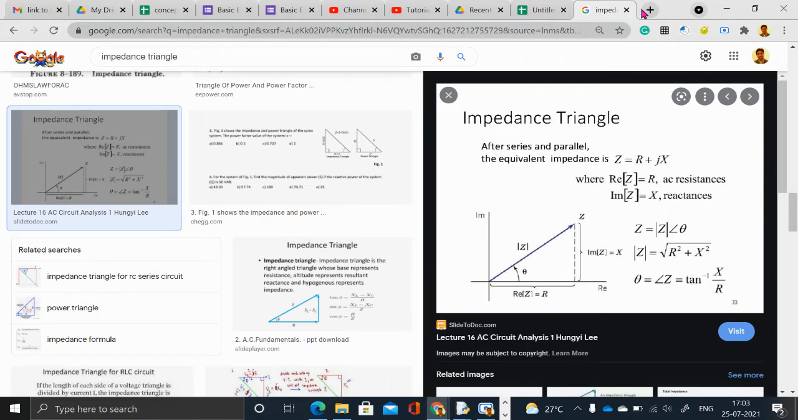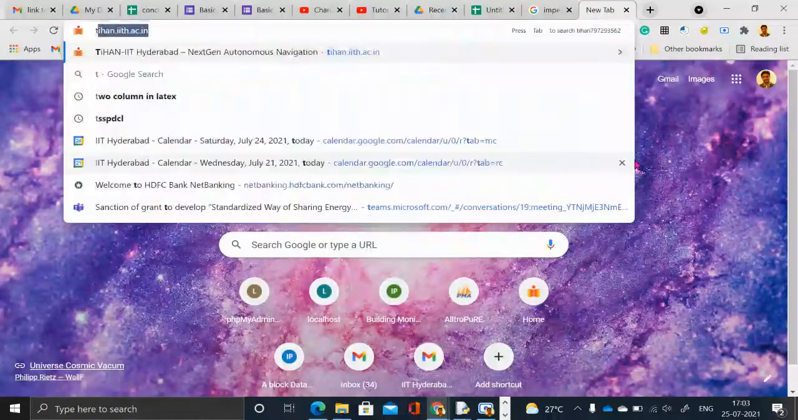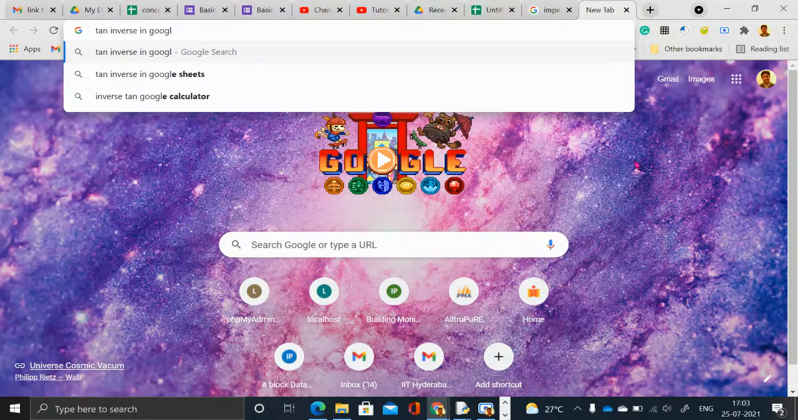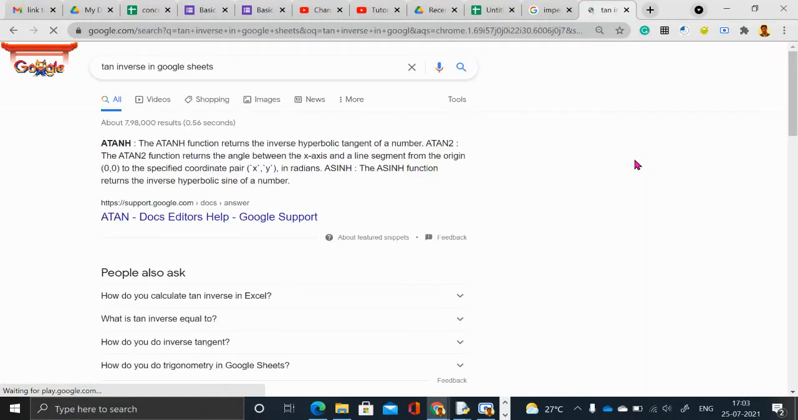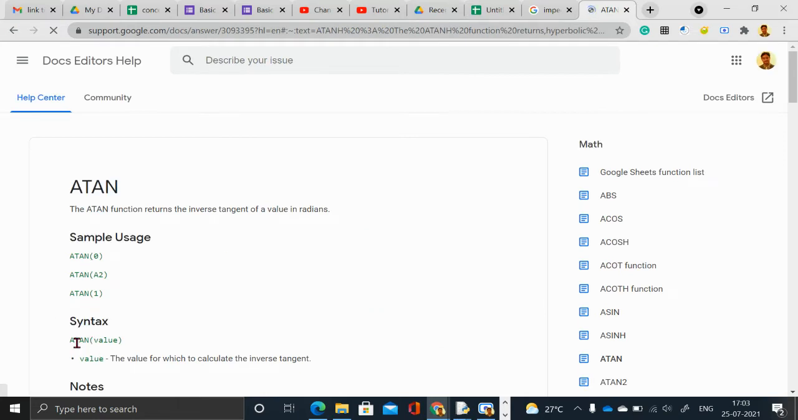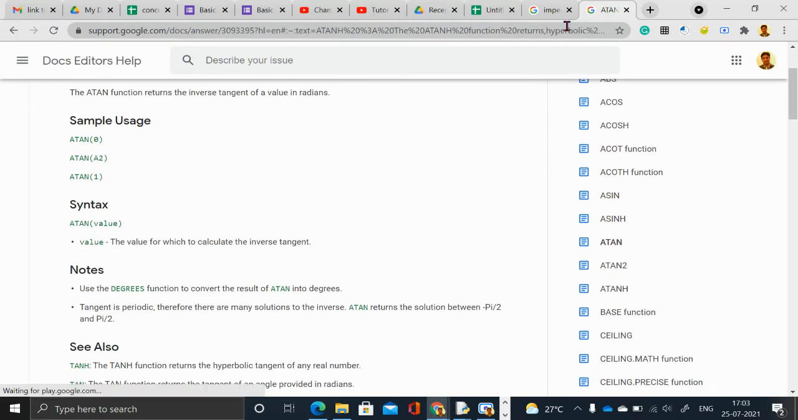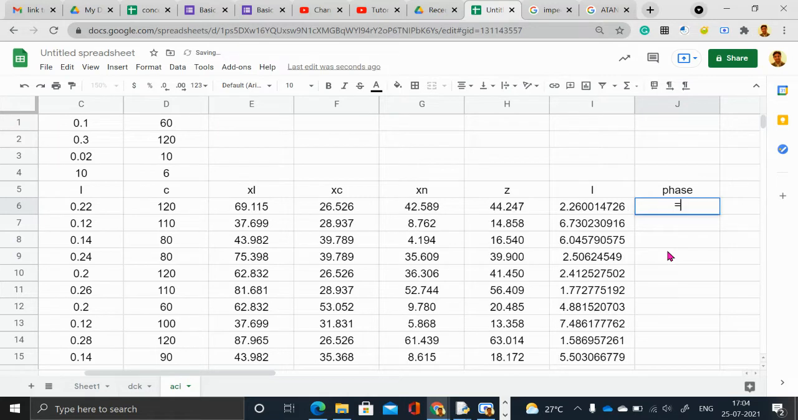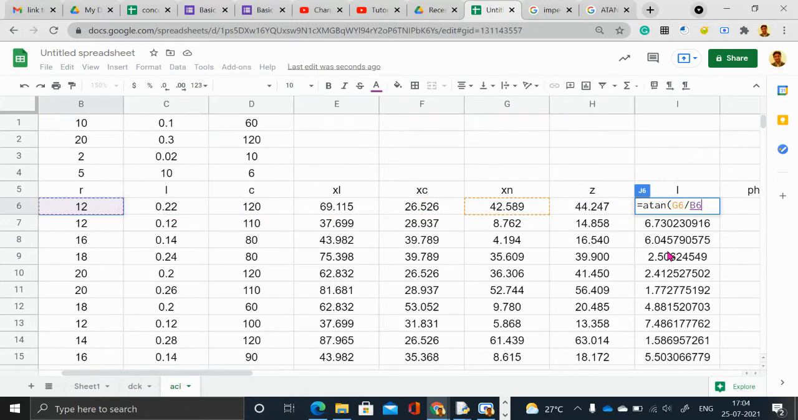Now, how do I do tan inverse in Google Sheets? It will tell me, probably ATAN will be the formula. Yeah, that is it. So I can simply say ATAN and then the value. So here I will say phase, is equal to ATAN of X divided by R.